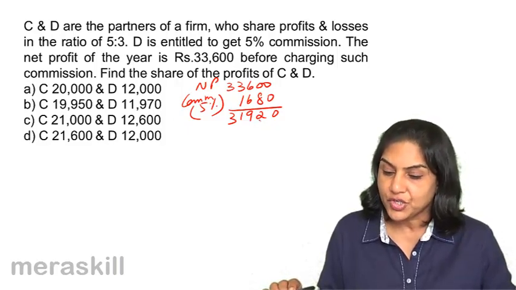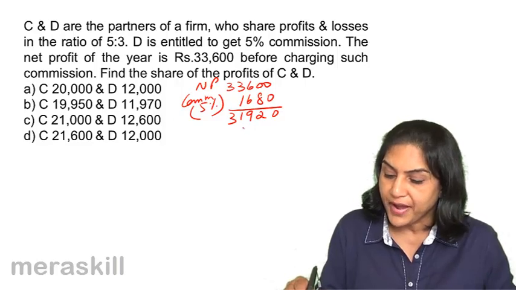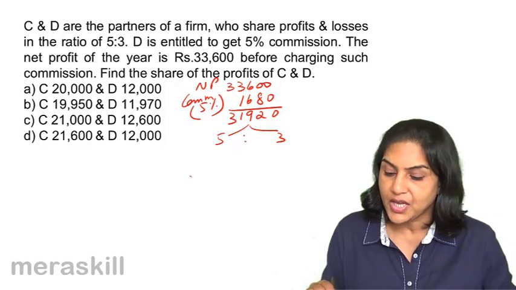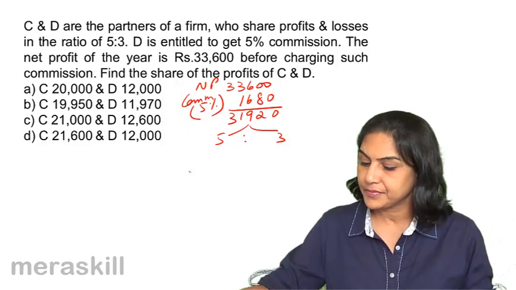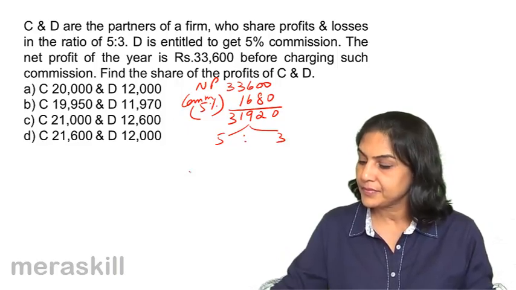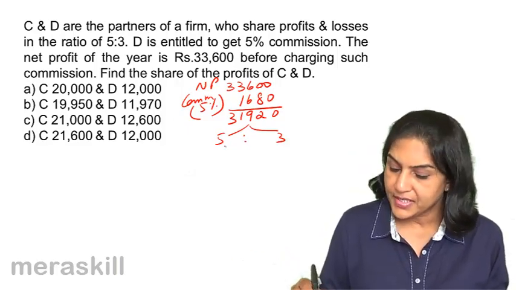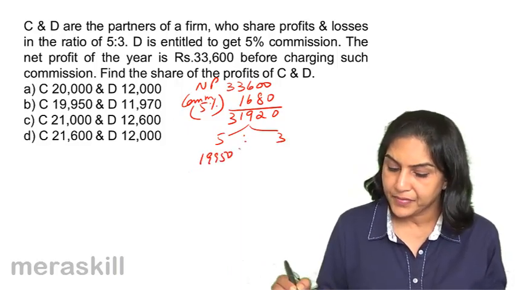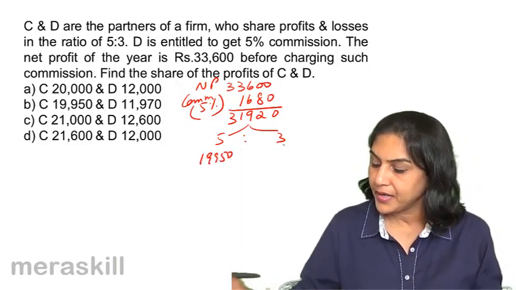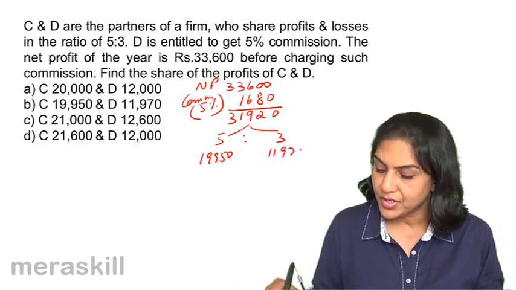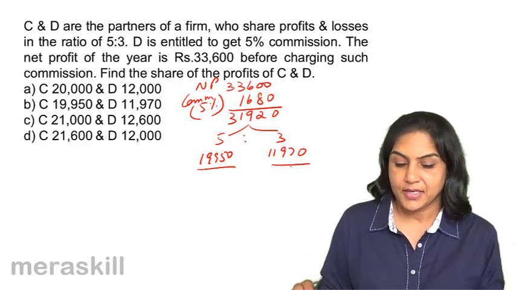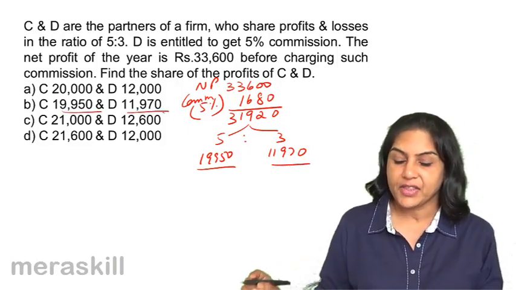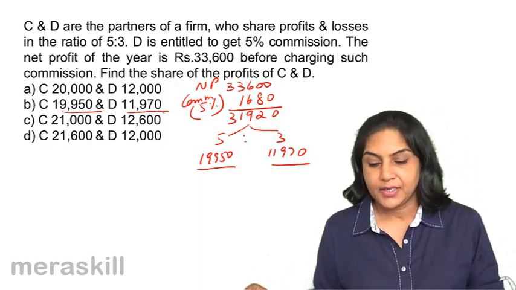This has to be distributed in the ratio 5:3 to C and D. So how much will C get? C will get 19,950 and D will get 11,970. The correct answer should be 19,950 and 11,970.